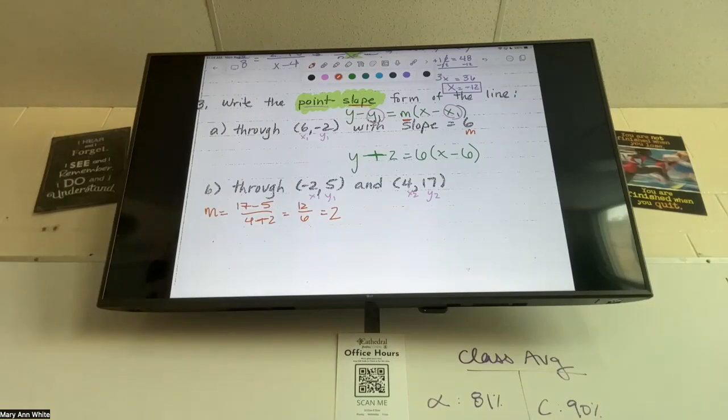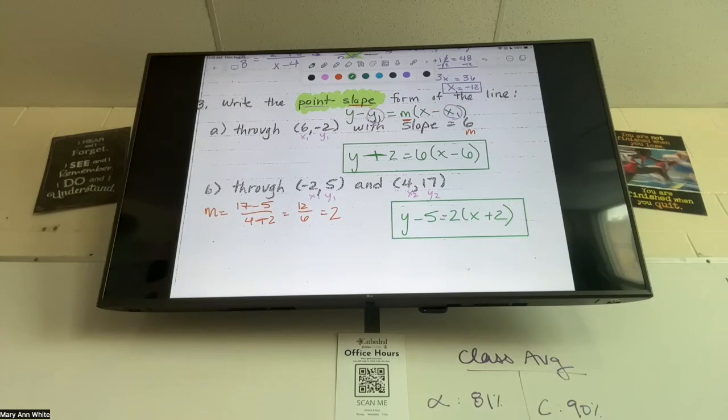Okay. Now, when I do point slope form, does it matter which point I use? Nope. As long as you use both from one point, you have to use negative 2 and 5, or 4 and 17. You can't mix and match, but you can use either point, whatever makes you happy. I'm going to go y minus 5 equals 2 times x plus 2. We doing good with this so far? This is cake, right? Easy stuff.